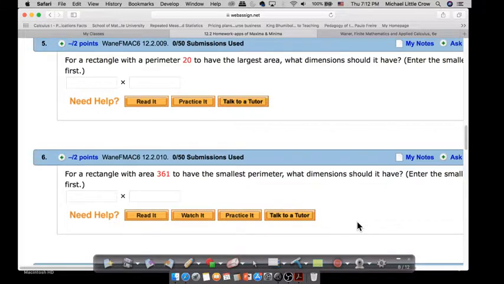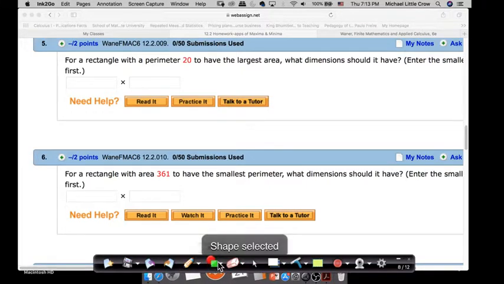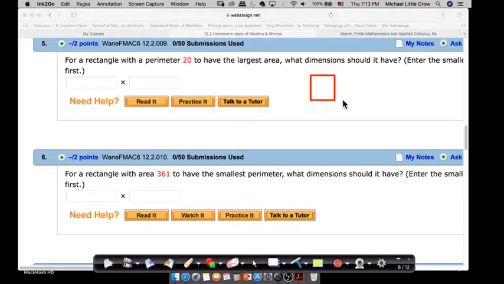And then we'll start seeing here, I'll do maybe one of these. These are going to be geometry type problems. And so we're going to be either looking for perimeter or area. For a rectangle with a perimeter of 20, to have the largest area, what dimensions should it have? Enter the smaller one first. So what does a rectangle look like? Like that. So that's a rectangle. And what we know is that if we go all the way around this rectangle, it's going to be equal to 20.